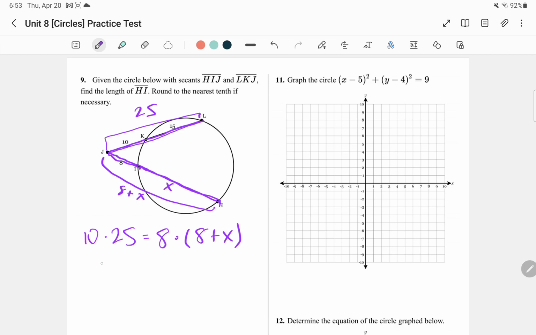So 10 times 25 is 250. And now we're going to distribute. So 8 times 8 is 64, and 8 times x is 8x. If you're not distributing with number 9, that means you forgot something. So make sure you're including both of those. All right, then I just solve my equation. I'm going to subtract 64 from both sides to get 250 minus 64 is 186 equals 8x.